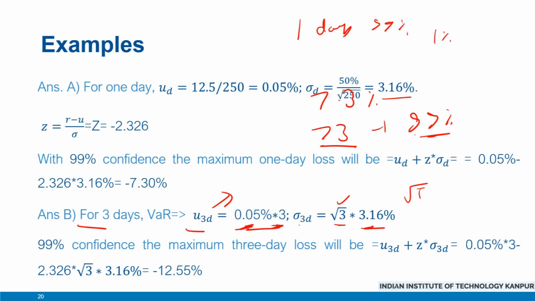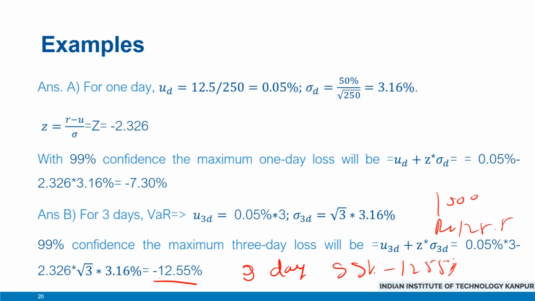Now that we have our return and standard deviation values, it's very easy to compute the potential maximum 3-day loss with 99% confidence. It's exactly the identical procedure. We have mean return plus Z into sigma 3D. Mean we have already computed as 0.05% into 3, minus 2.326 into square root 3 into 3.16%, which works out to slightly higher than minus 7.3, at 12.55%. That suggests that if my portfolio is of 1000 rupees, then the maximum potential 3-day loss with 99% confidence would be 125 rupees 50 paise. That means 125.5 in loss terms.